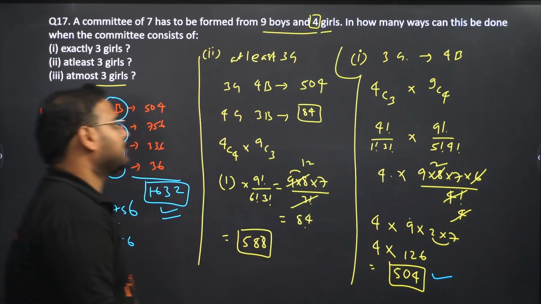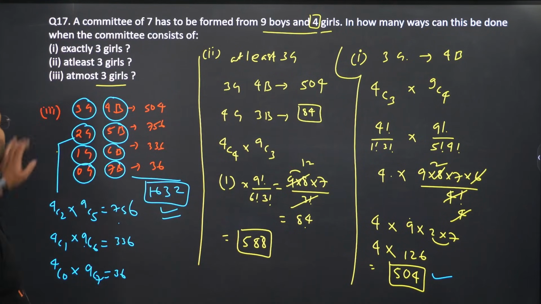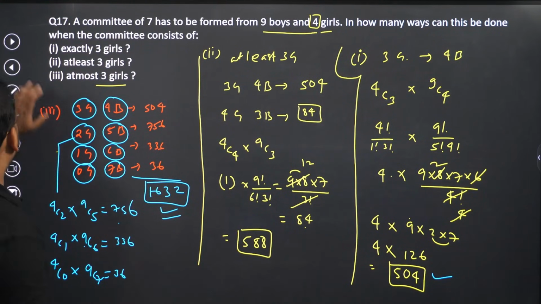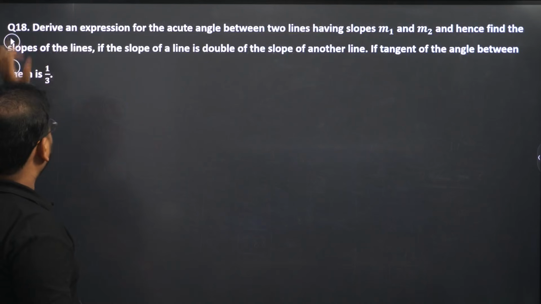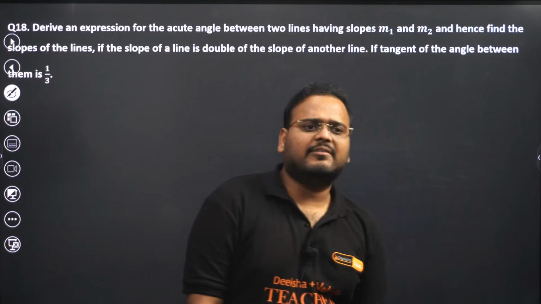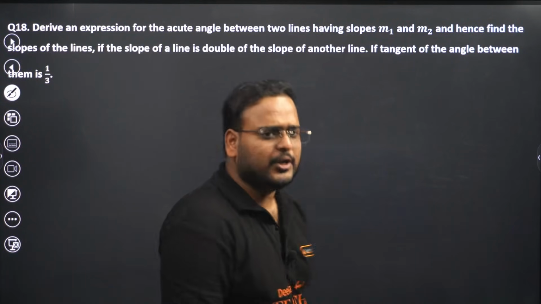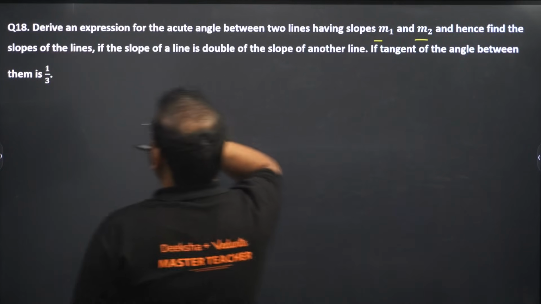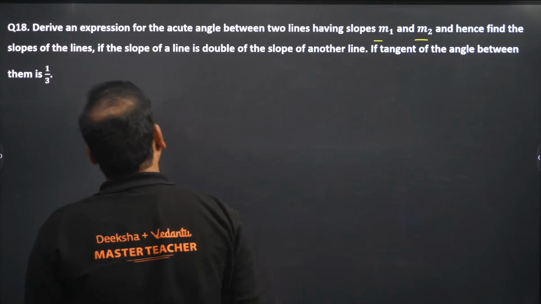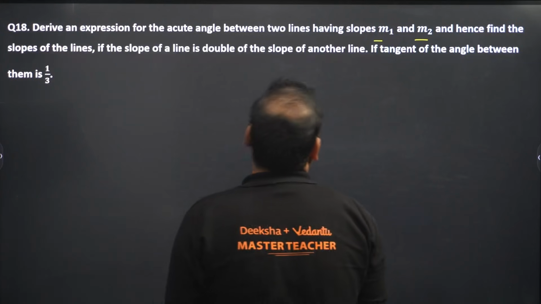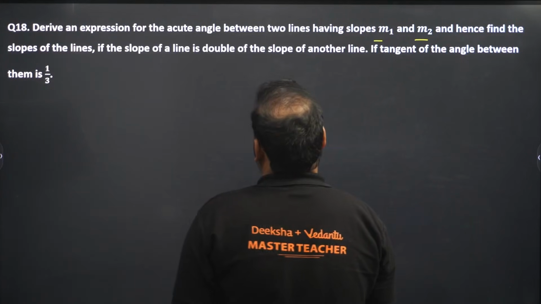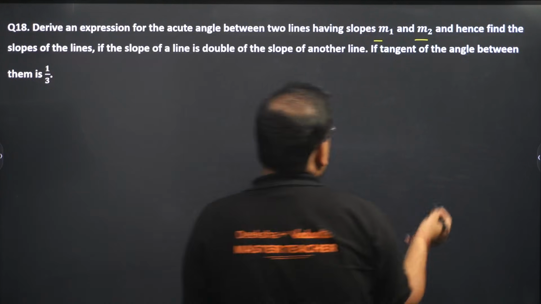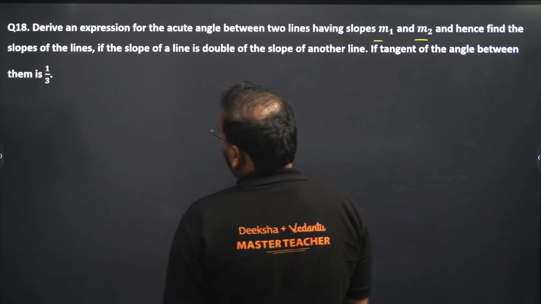Okay, 17th is done. Question number 18 now. Let's solve the question number 18 now. 18th one. Derive an expression for the acute angle between 2 lines. Slope is given m1, m2. Hence find the slope of the lines if the slope of a line is double of the slope of another line. So there are 2 parts in the question.